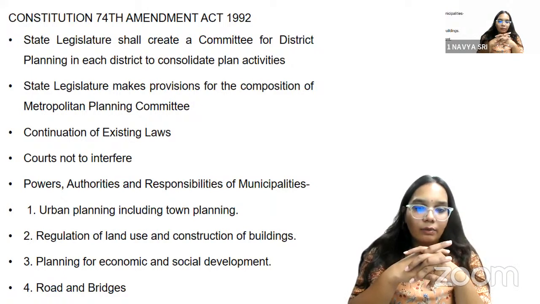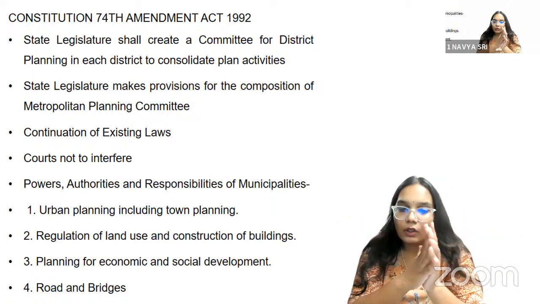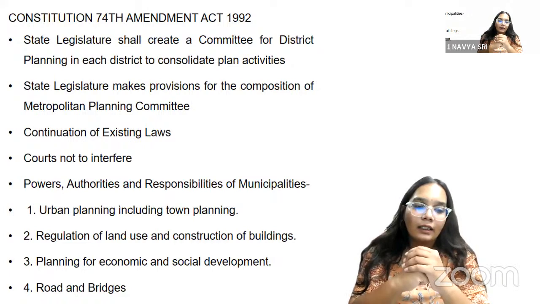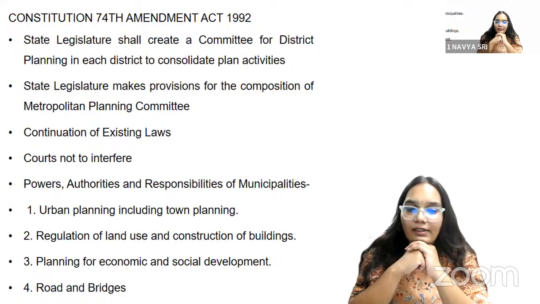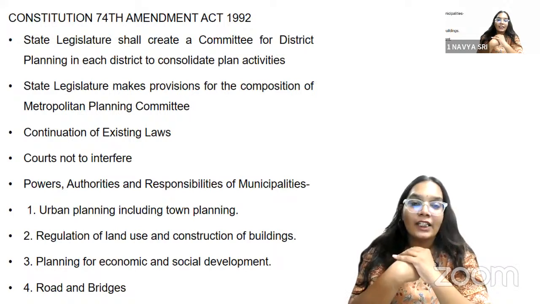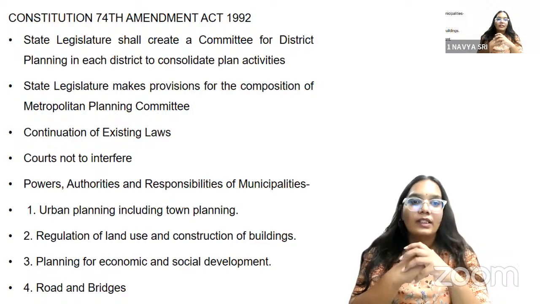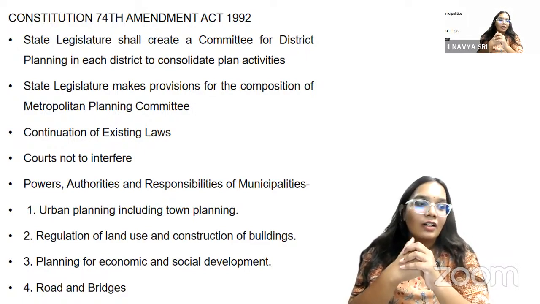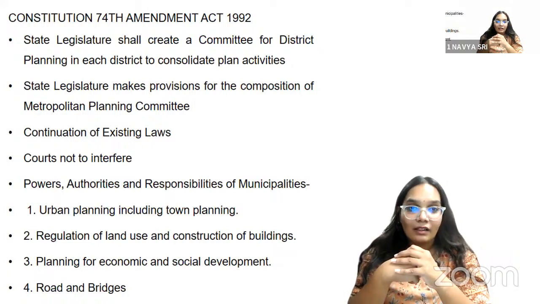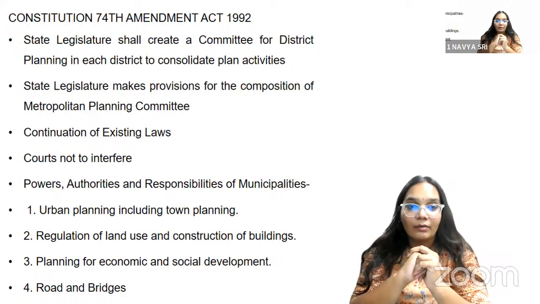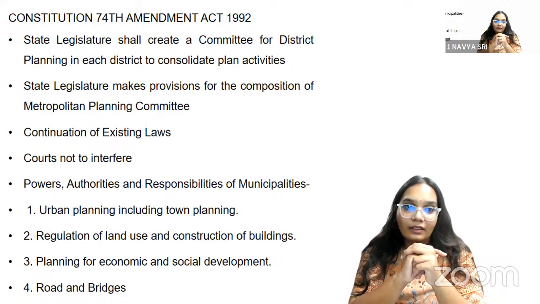Then the powers, authorities and responsibilities of municipalities. Now, what do municipalities do? What are their powers? Their powers include urban planning, town planning, then regulation of land use and construction of buildings. If regulation of land use and construction of buildings had been properly done, then Hyderabad wouldn't have been flooded for so long, because of construction of houses along the Musi side, or the illegal land grabbing, especially in the lake areas. So that's the responsibility of municipal bodies or the municipality offices to look into.